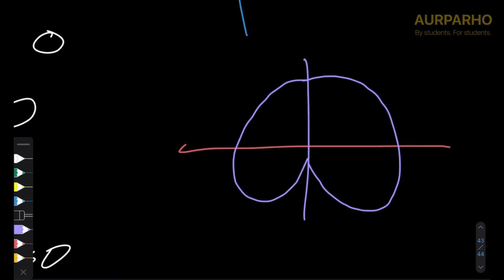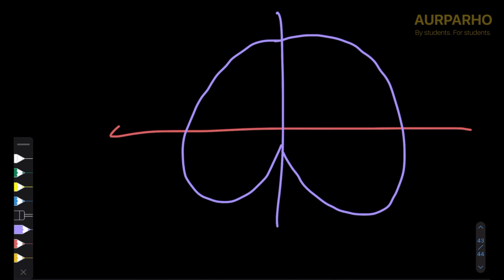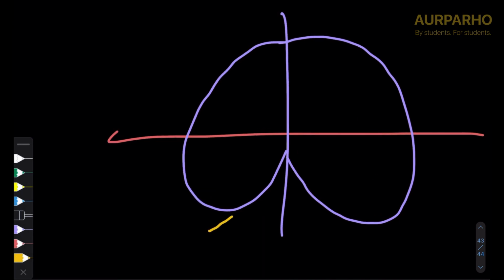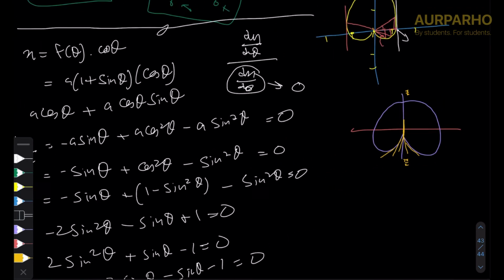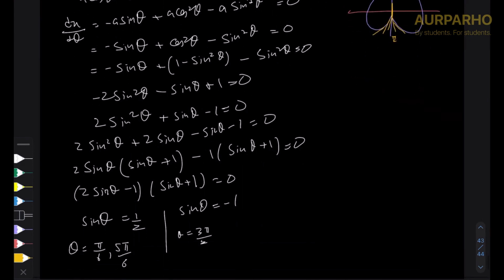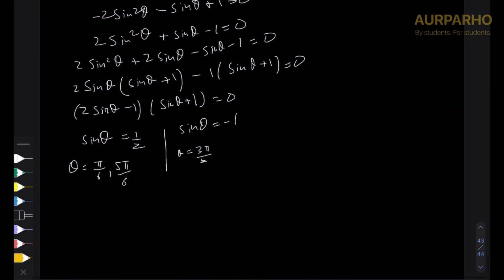Right. So this portion of the graph, right? When you look at this, the graph is coming closer and closer to the line pi over 2 or the line 3 pi over 2, right? And eventually when you're at 3 pi over 2, they become a common tangent, and this is of course perpendicular to the initial line. So these are your values of theta, right?